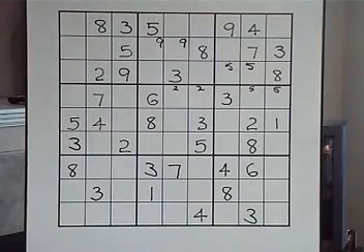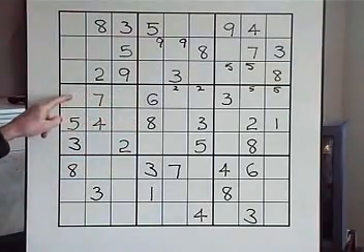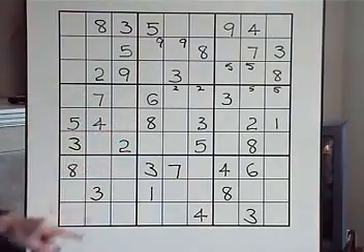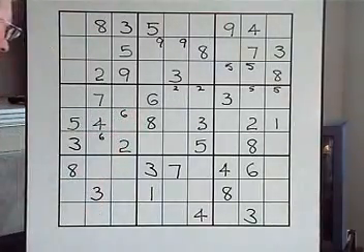Okay, now let's go to 6. There's only one 6, but in this block here, this 6 eliminates 6 as being in here, and there's only 2 cells left. Because there's only 2 cells, I'm going to put a little 6 in there and there. We'll see what happens down the road.